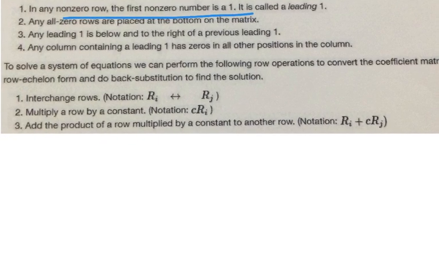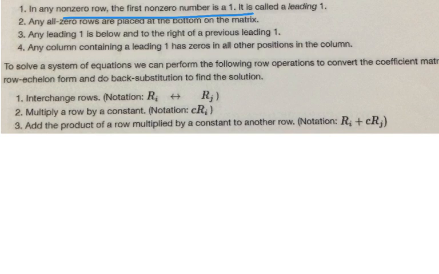To solve a system of equations, we can perform the following row operations to convert the coefficient matrix to row echelon form and do back substitution to find the solution. So here's what they're saying. First, we can interchange rows. Remember, these are representing 3 equations, right? Each row is an equation. You can switch which equations in which row anytime you want to. You're allowed to switch. That's what 1 says.